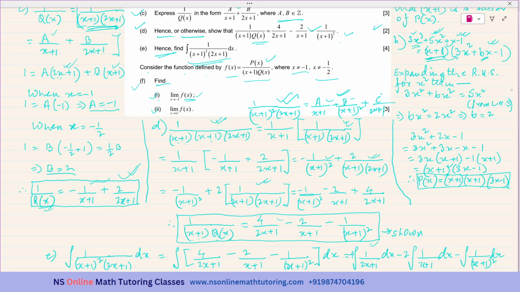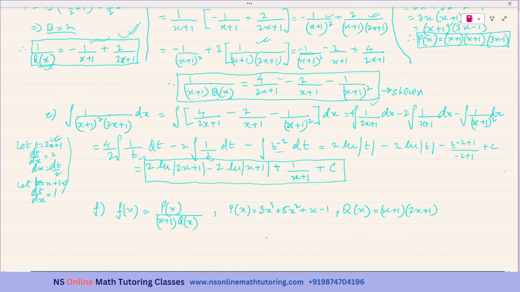Okay, so first of all, let me write the expression for f of x. So this is the question for the subpart I of subpart F. F of x equal to p of x over x plus 1 times q of x, and p of x was equal to 3x cube plus 5x squared plus x minus 1, and q of x was equal to x plus 1 times 2x plus 1. Okay, and okay, let me first of all write this.